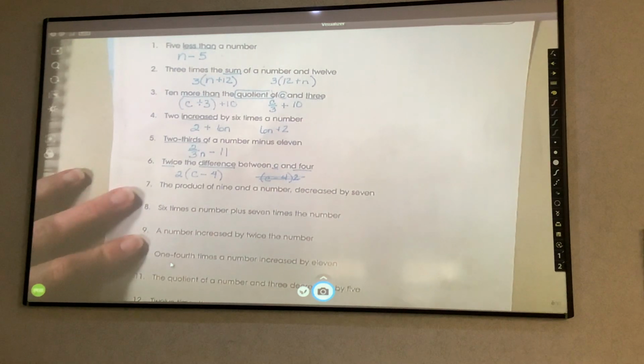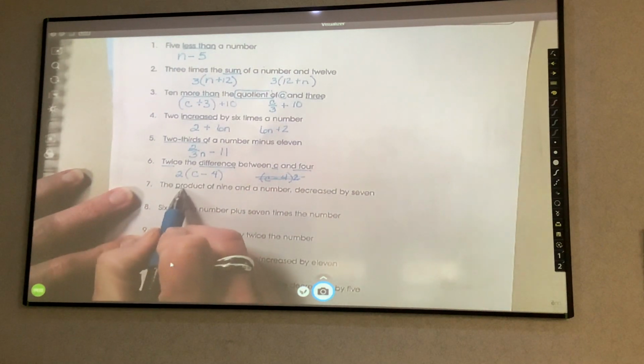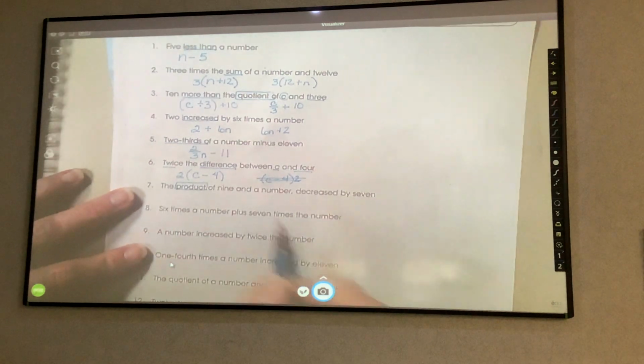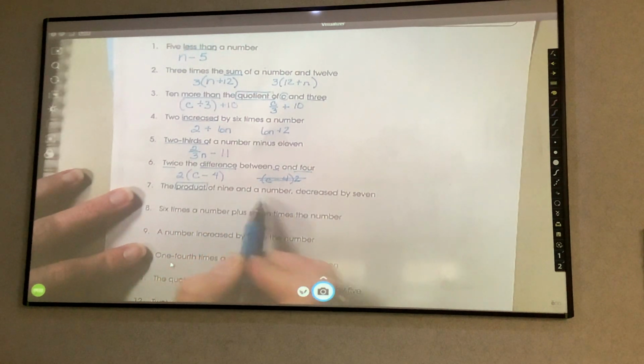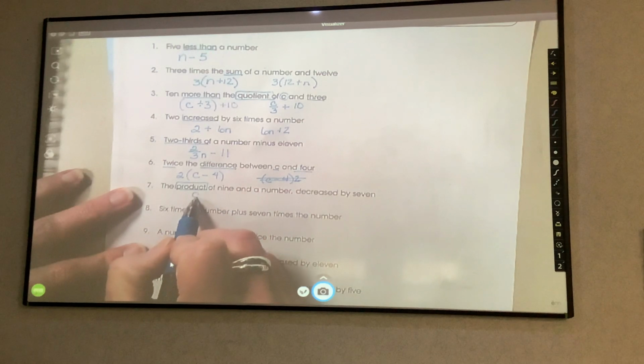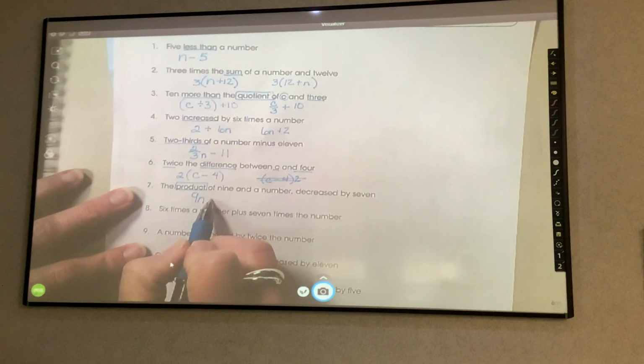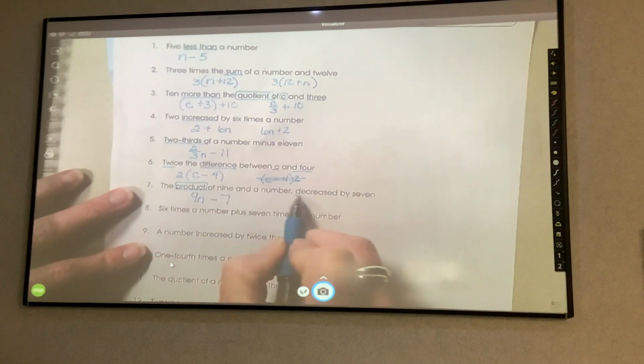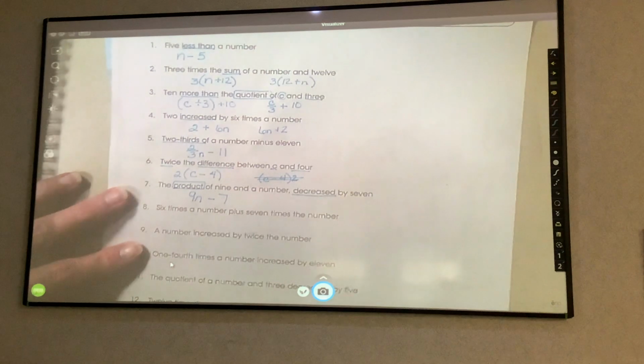The product of, so now you need to know the word product. Product means to multiply. The product of 9 and a number. So 9 and a number is decreased. So I subtract by 7. There's my clue word.